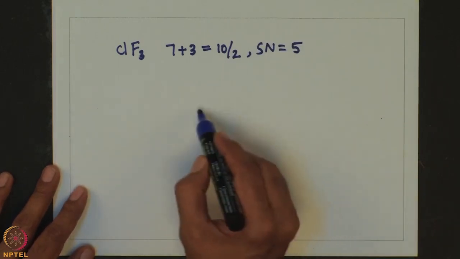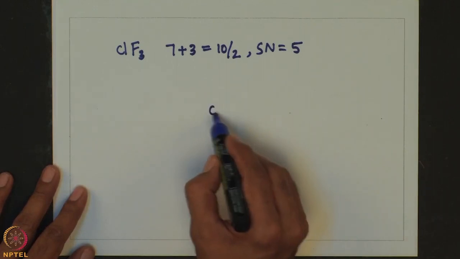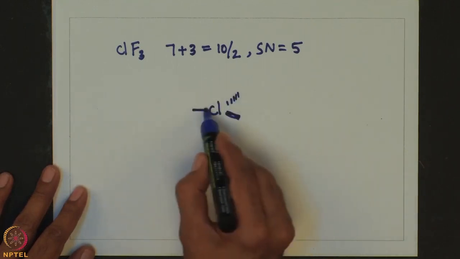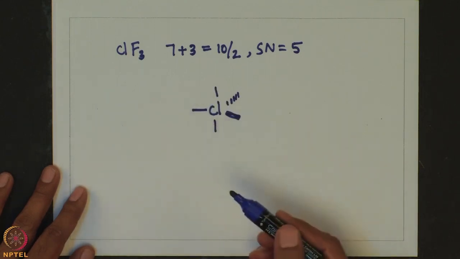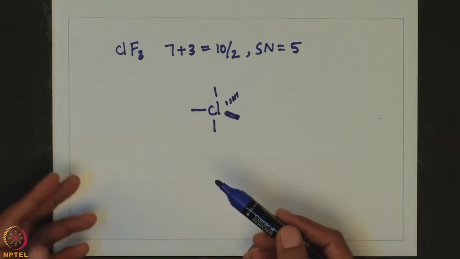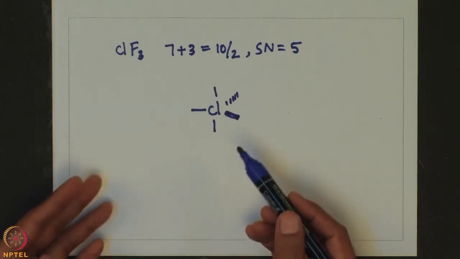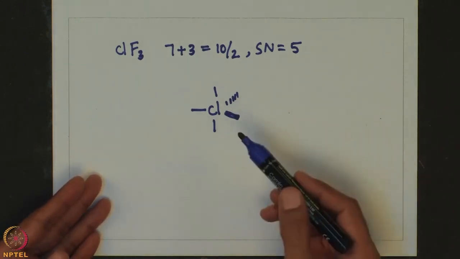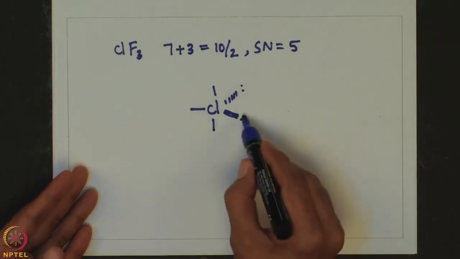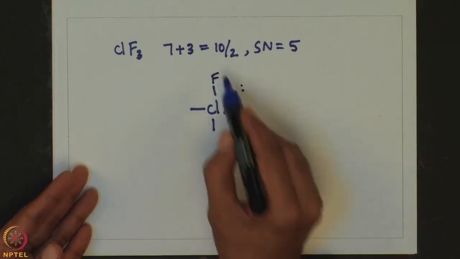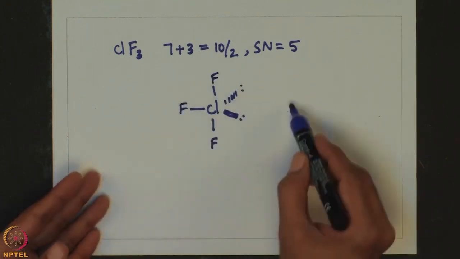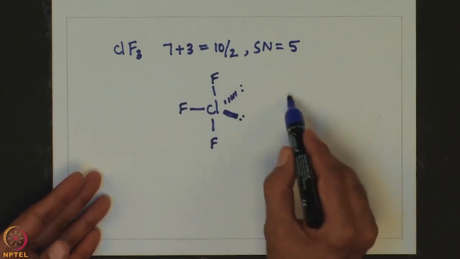So now again the geometry is trigonal bipyramidal. So now we have 2 lone pairs. Taking the hint from SF4, it is convenient to place them in equatorial positions so that the repulsion can be minimum. So we shall place the lone pairs here, and the remaining fluorine atoms can be placed, two in axial position, one in equatorial position. And here the geometry is trigonal bipyramidal.